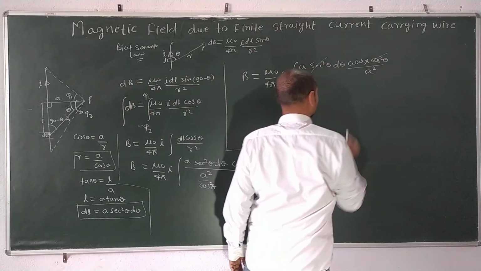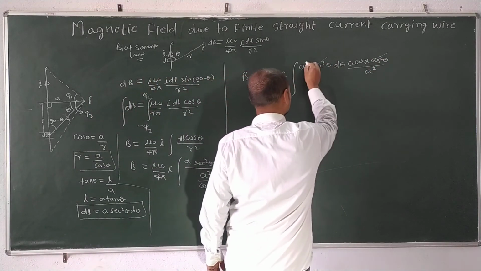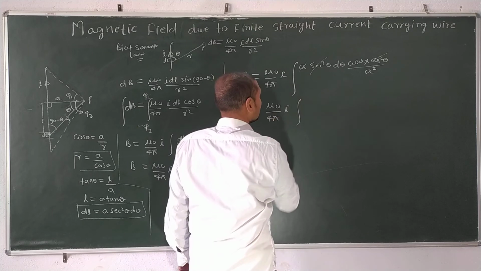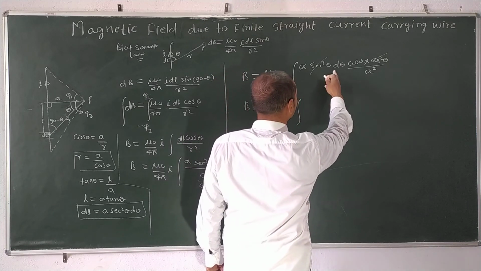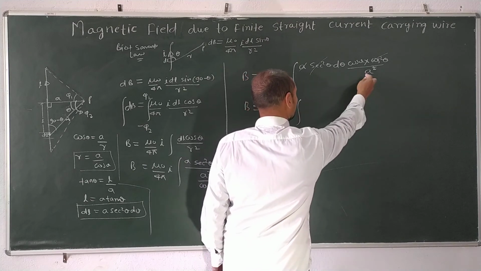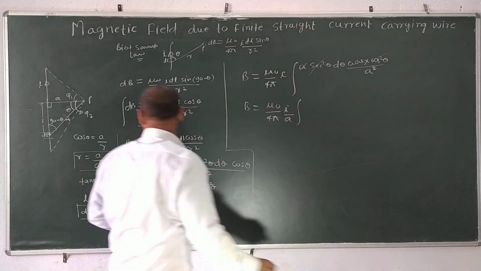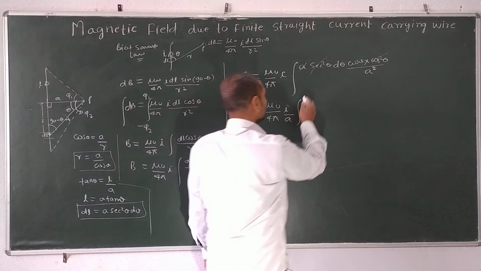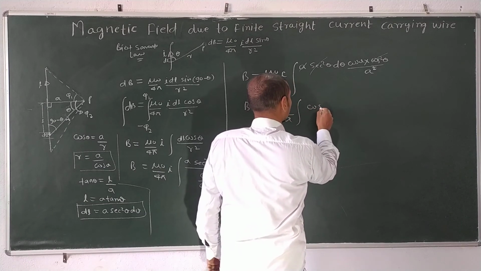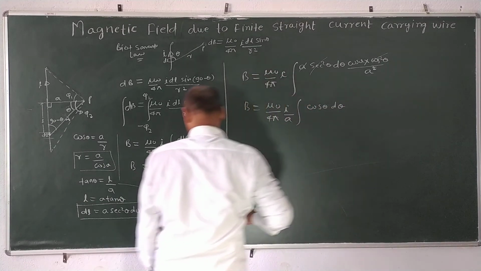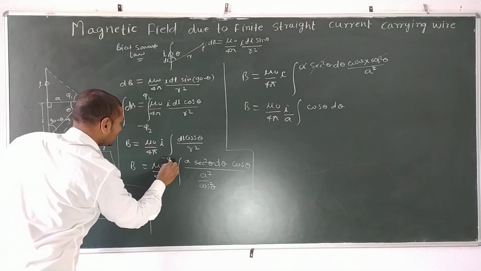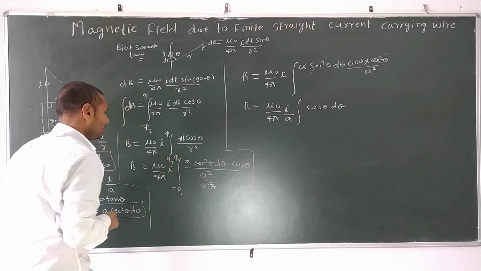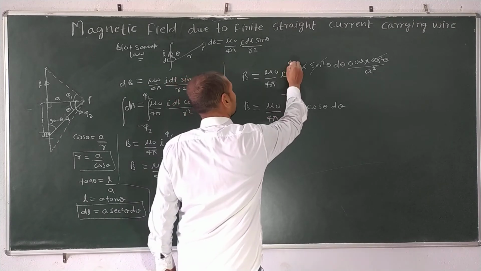The sec square theta and cos square theta cancel out, and one a also cancels out. From here we get mu naught upon 4 pi I, and the a is also a constant. This a is the distance between the wire and point P, which is constant, so it will also come out. There is only one variable, cos theta d theta, and we have to integrate this equation from minus phi 2 to phi 1.